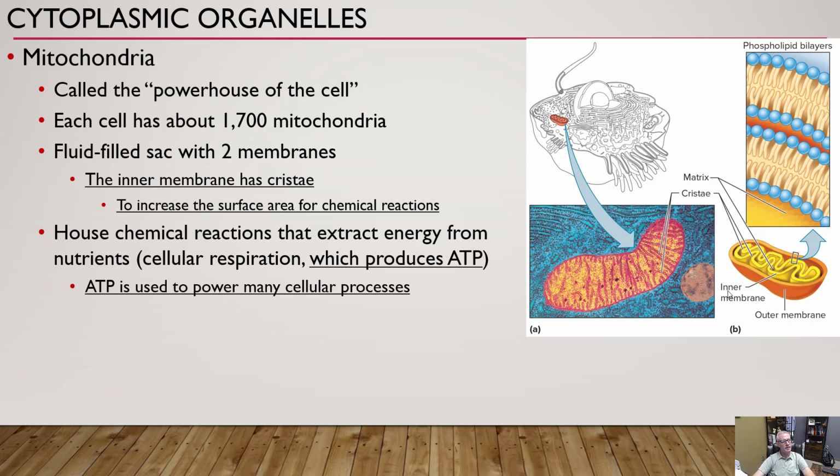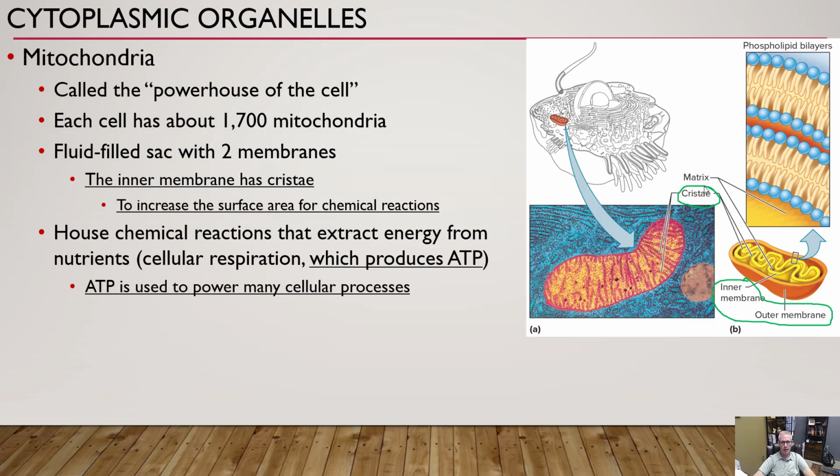Basically, mitochondria are fluid-filled sacs, but they have two membranes, an inner membrane and an outer membrane. You can see that the inner membrane is folded up, and those folds are called cristae. The purpose of the cristae is to increase the surface area for chemical reactions.